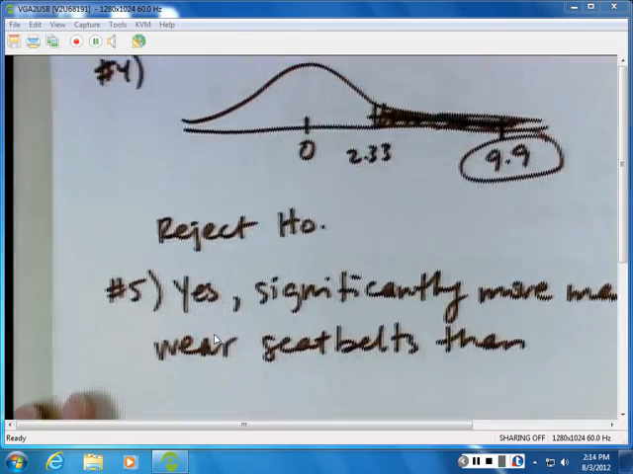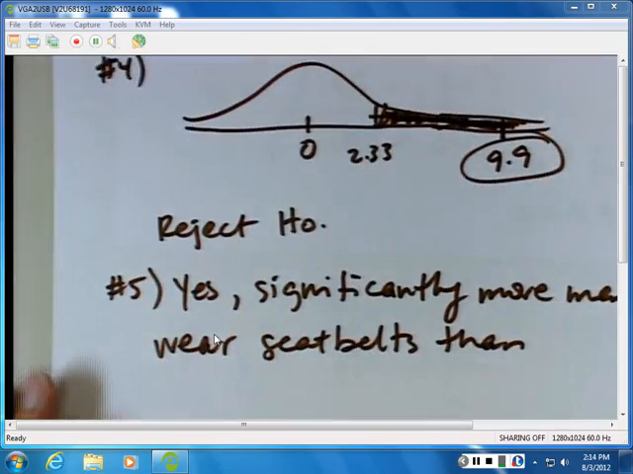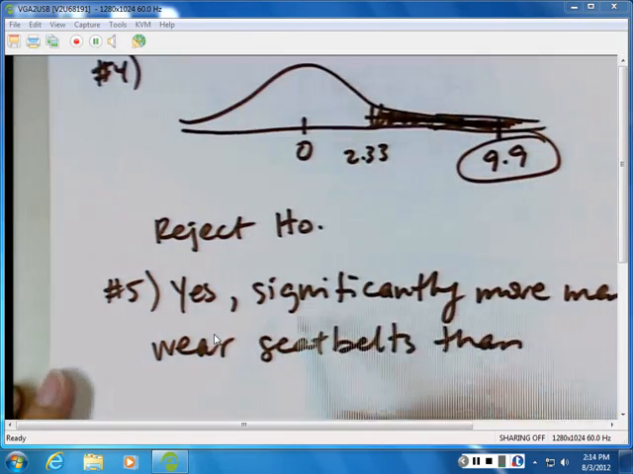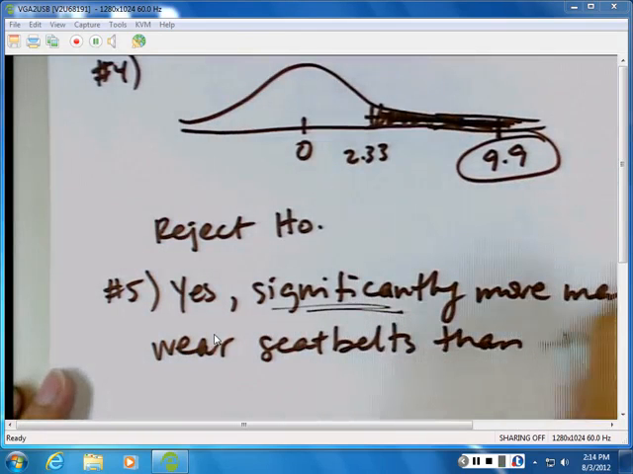Notice how I use that word significantly again. It's so important because you're not just showing there's a difference. I expect there to be a difference. This was a sample, and we're really showing a significant difference between men and women.